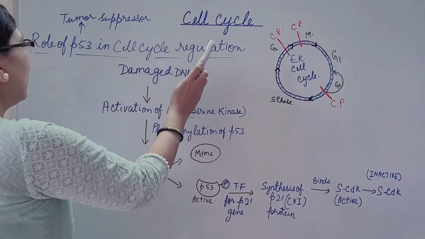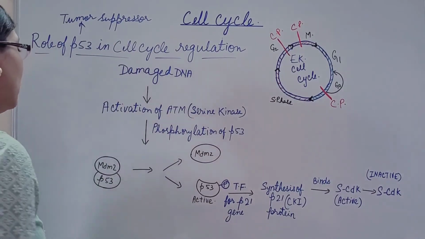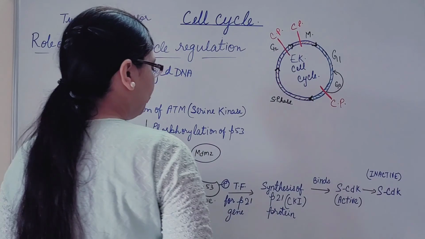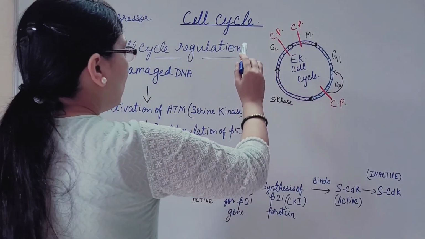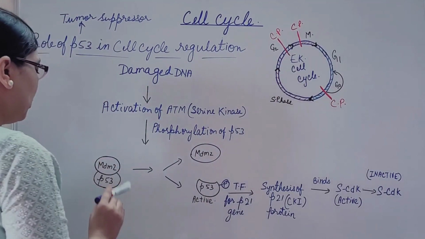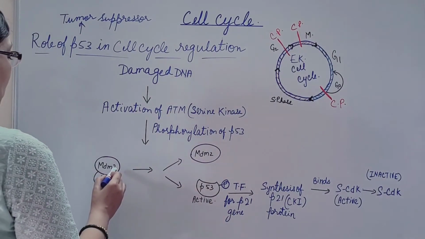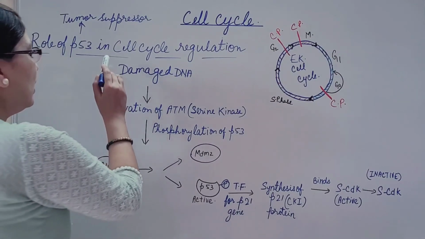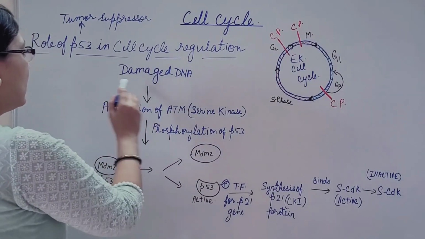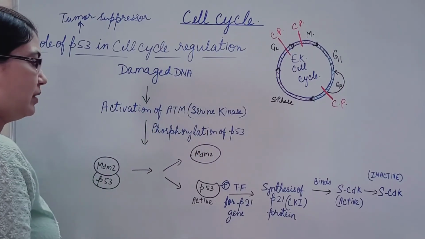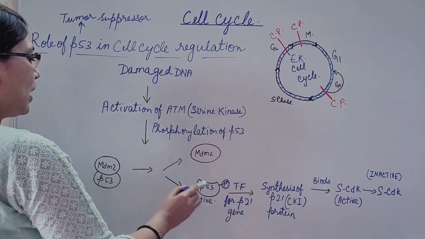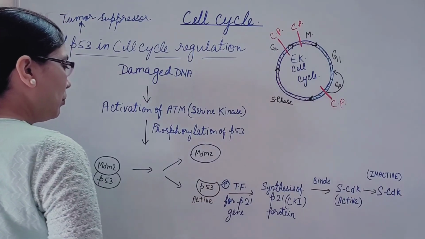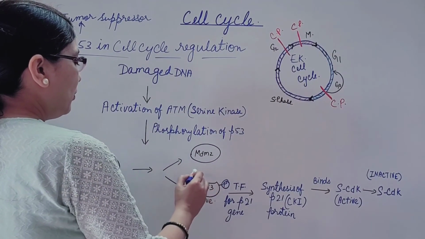Role of p53 in cell cycle regulation. The p53 gene is known as a tumor suppressor gene and its product is the p53 protein, which results in cell cycle arrest at G1 and G2. In the normal condition, when no damaged DNA is present, the p53 protein is very unstable. It undergoes proteolytic degradation by MDM2, which is a ubiquitin ligase. But when damaged DNA is present, this damaged DNA results in the activation of ATM serine kinase. This ATM serine kinase then phosphorylates p53 protein. Now, MDM2 cannot bind with the phosphorylated p53 protein. Hence, the degradation of p53 doesn't take place.